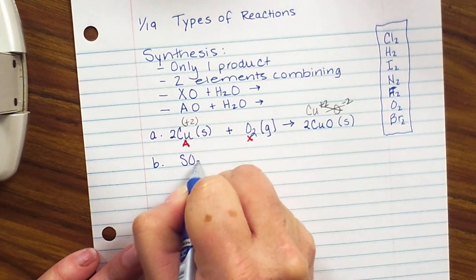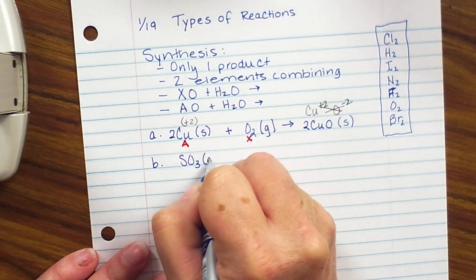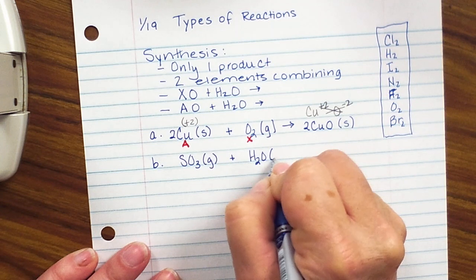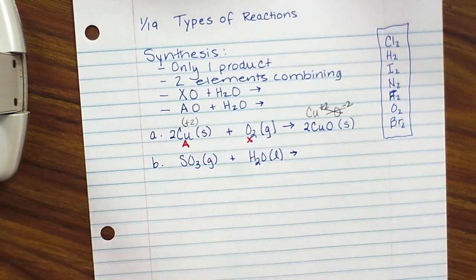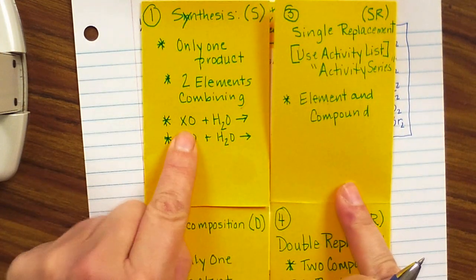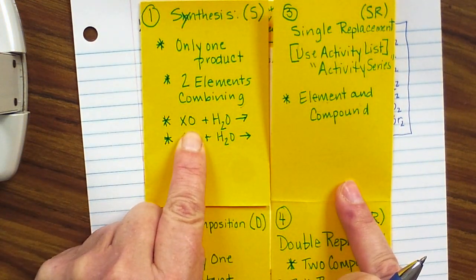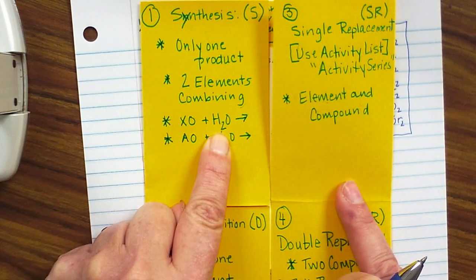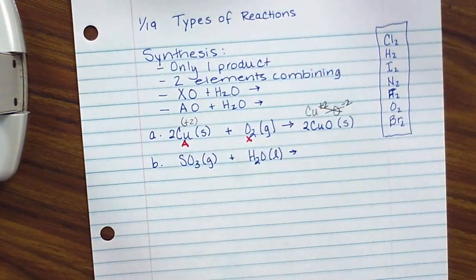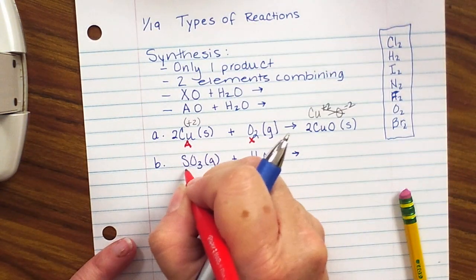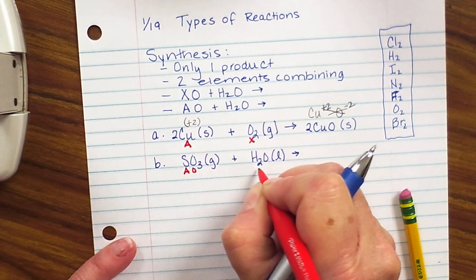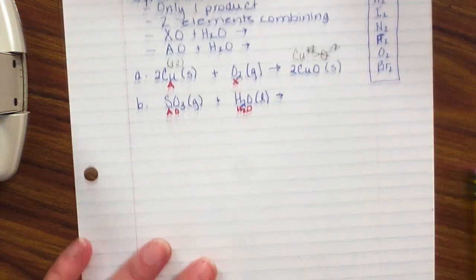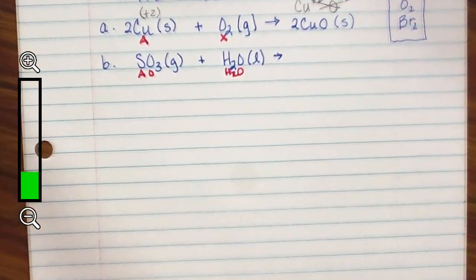Letter B, SO3, which is a gas, plus water, which is a liquid. Okay, so now I look, and this is a non-metal oxide. So that identifies this as a synthesis reaction. Okay? So, I'm going to write this in so you can see it. AO plus H2O. That identifies it as a synthesis. All right?